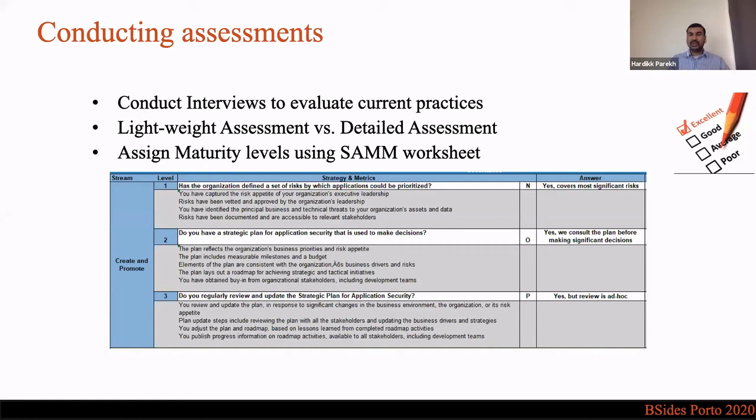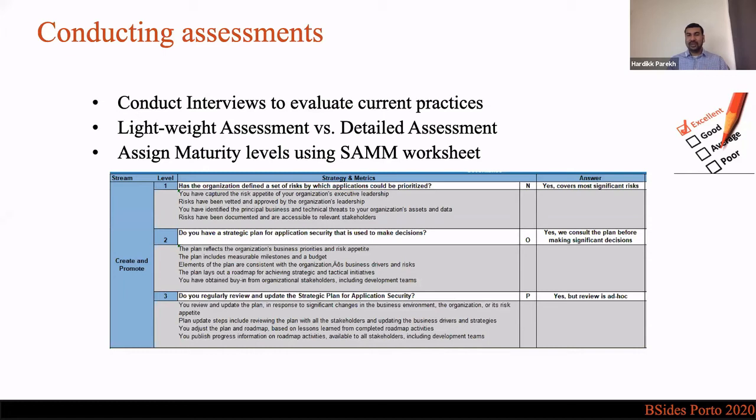There are 3 ways in which you could perform an assessment. There's a lightweight assessment, a detailed assessment, and a hybrid assessment. A lightweight assessment is simply interviewing key stakeholders and recording their responses. During a detailed assessment, you ask for evidence of performance and quality for each and every activity which they claim they are performing.